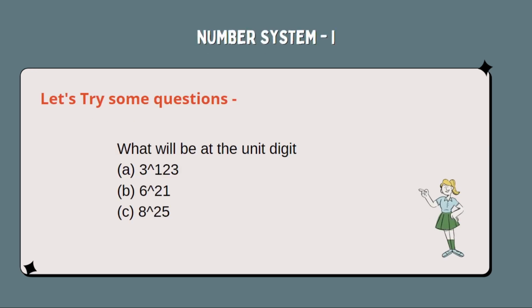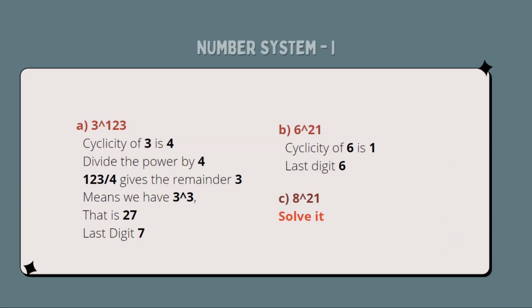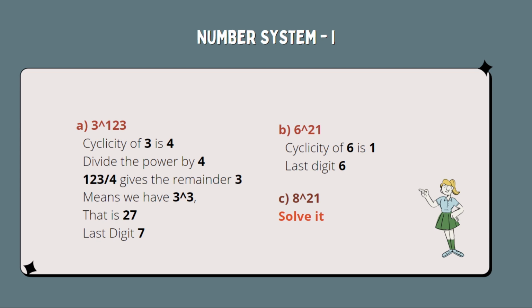Let's solve some problems. It will give you more clarity. Here I have taken 3 questions. I will solve 2, and the second one, the B one, you will have to solve on your own. First is 3 to the power 123. What is the cyclicity for 3? 4. Simply divide 123 by 4. What is the remainder? The remainder is 3. You can solve it on your paper as well. You will get the remainder as 3, which means we have 3 to the power 3, and 3 to the power 3 is 27. So what is the last digit?